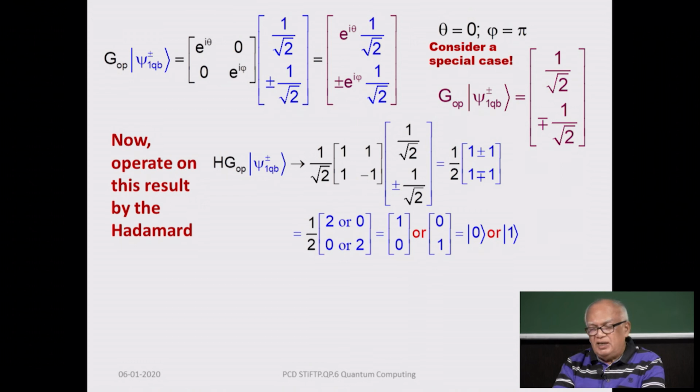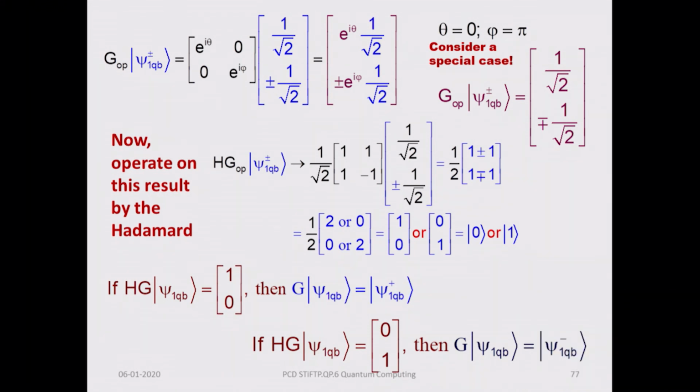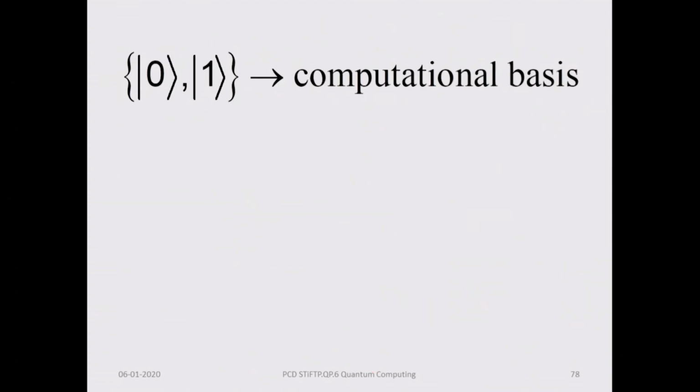So, for the intermediate state, it seemed that you just had to pick a phase factor and it would not really matter, but essentially what the subsequent operation by the Hadamard gate allows you to do is to determine if that state was either a 0 or 1. So, this basis is called the computational basis.